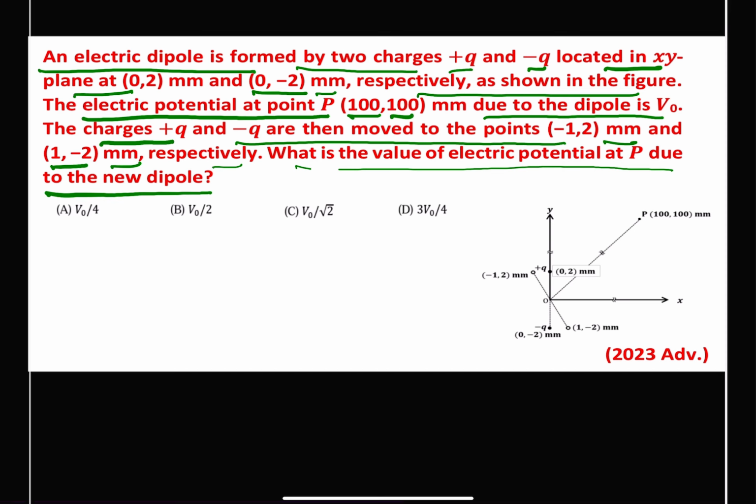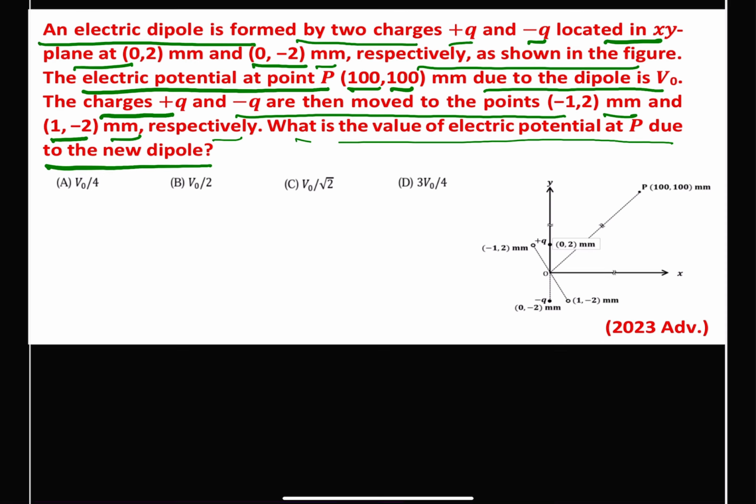So here the position where electric potential is given and also to be found out is fixed. Only the position of the dipole is changed. Initially it is along our y-axis and then it is tilted in a different way. But the important part is that the origin, the point with respect to which it is rotated, is fixed.